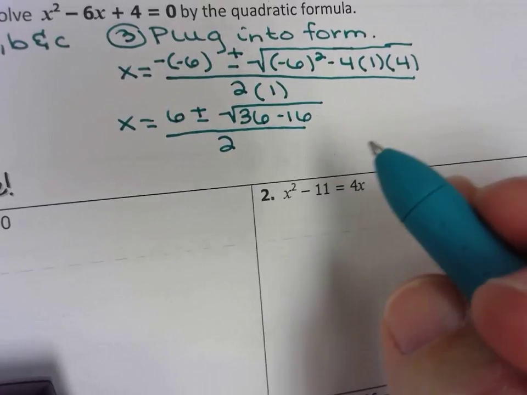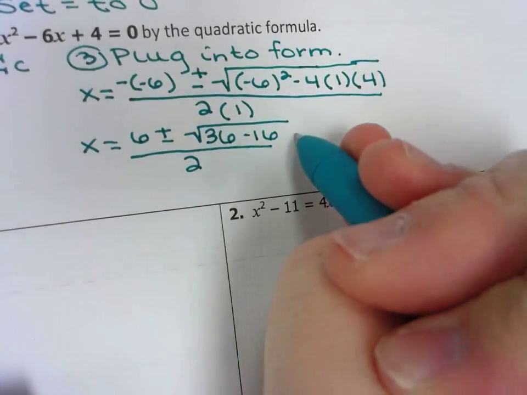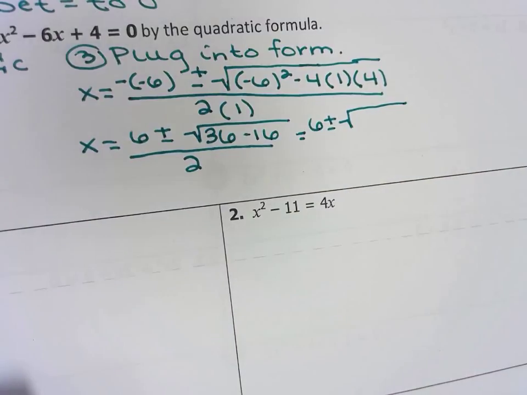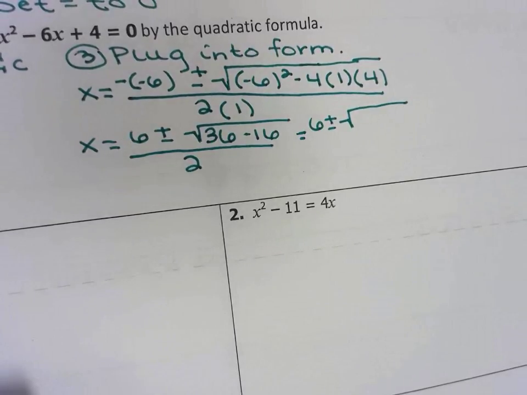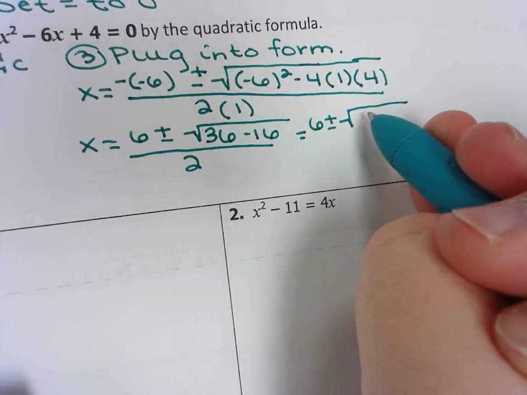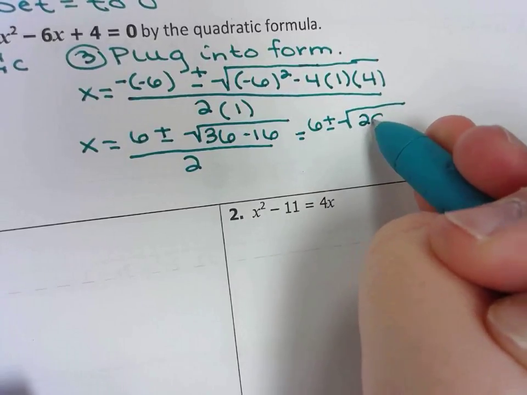Okay, the next one. 6 plus or minus, let's simplify in this square root. Order of operations, do the inside part first. What is 36 minus 16? 20. All over 2.